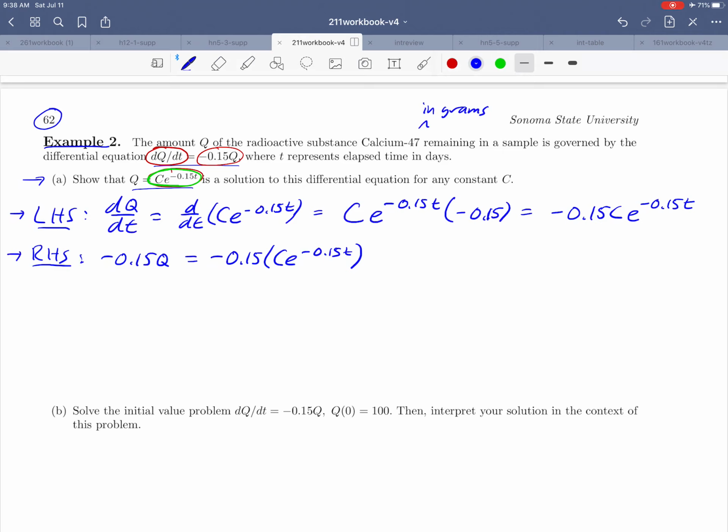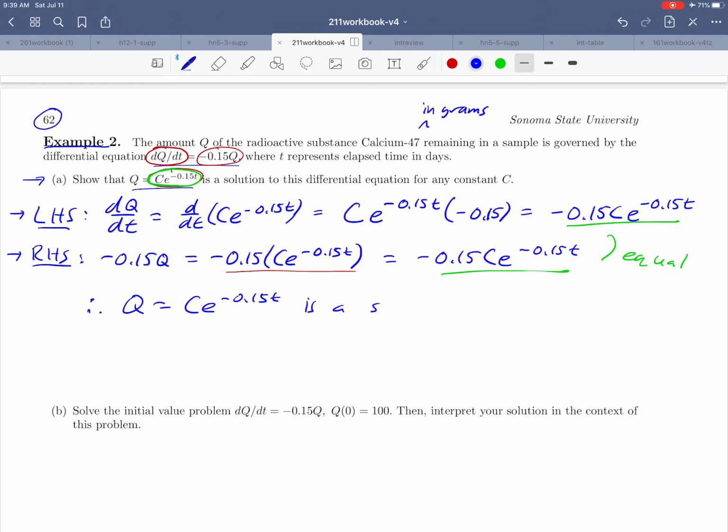What about the right-hand side? Well, here, there's no derivative to take. We just need to do multiplication. We're going to take minus 0.15 and multiply it by Ce^(-0.15t). And what do you think? Did we get the same thing on the left and the right side? We sure did. And the fact that we got the same expression on both sides confirms that Ce^(-0.15t) is indeed a solution. And that's part A.